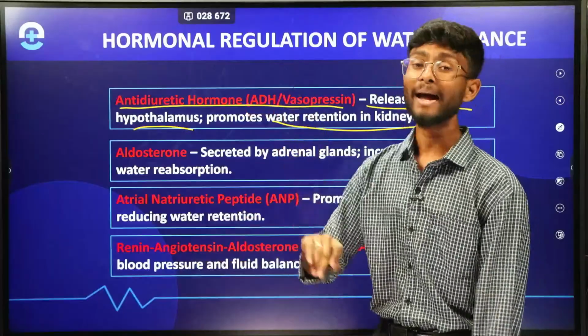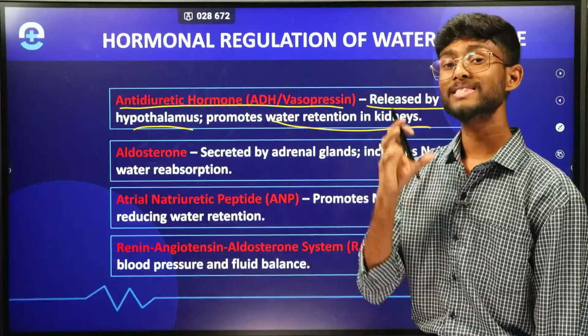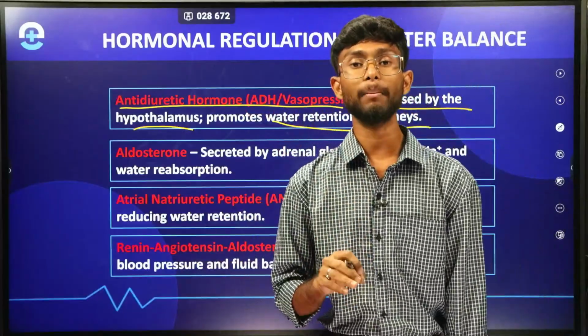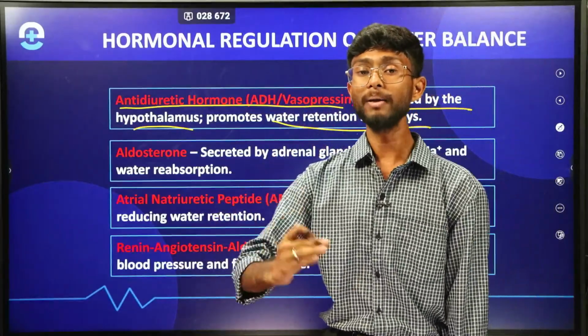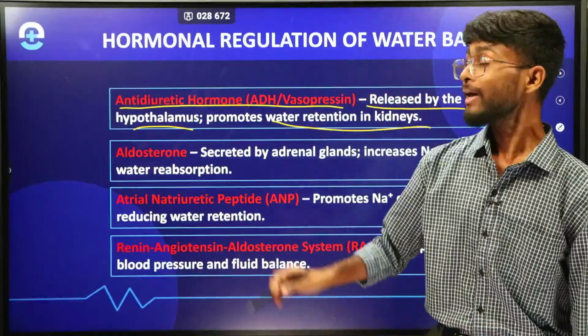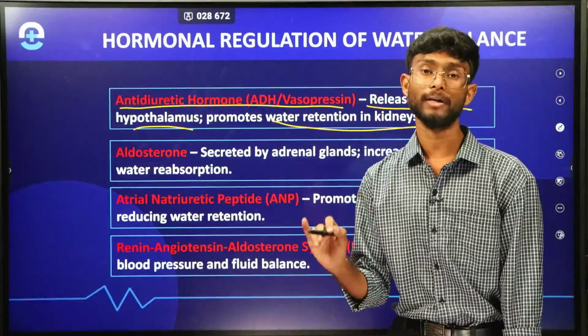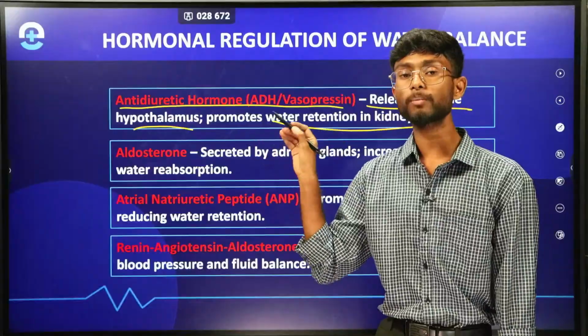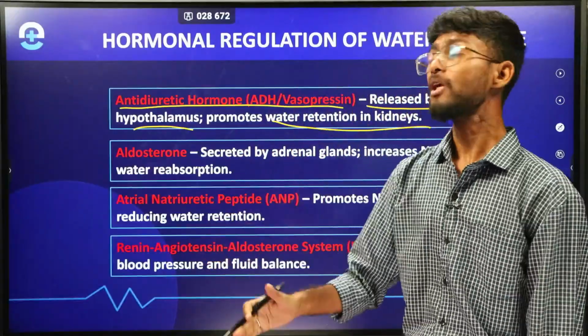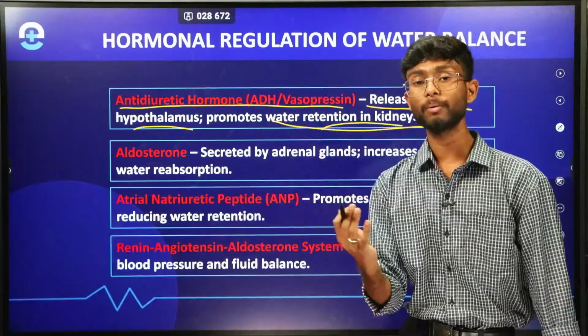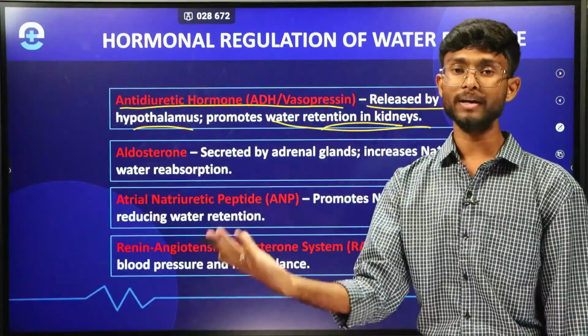The antidiuretic hormone is released by the hypothalamus and sends a message to the kidneys, and those kidneys will eliminate the water. That is why the hormones play a very important role. If this hormone is not working properly or not released at the proper time, the kidneys will accumulate the waste products and this leads to various disorders.